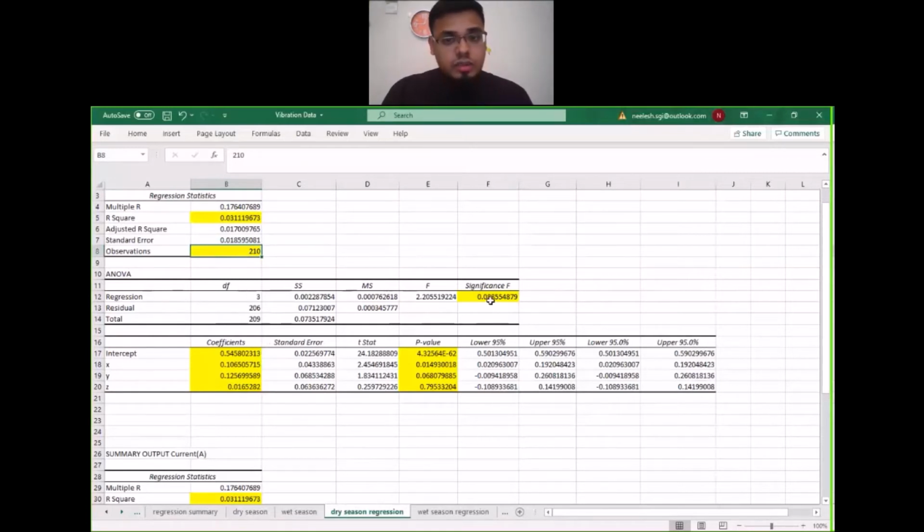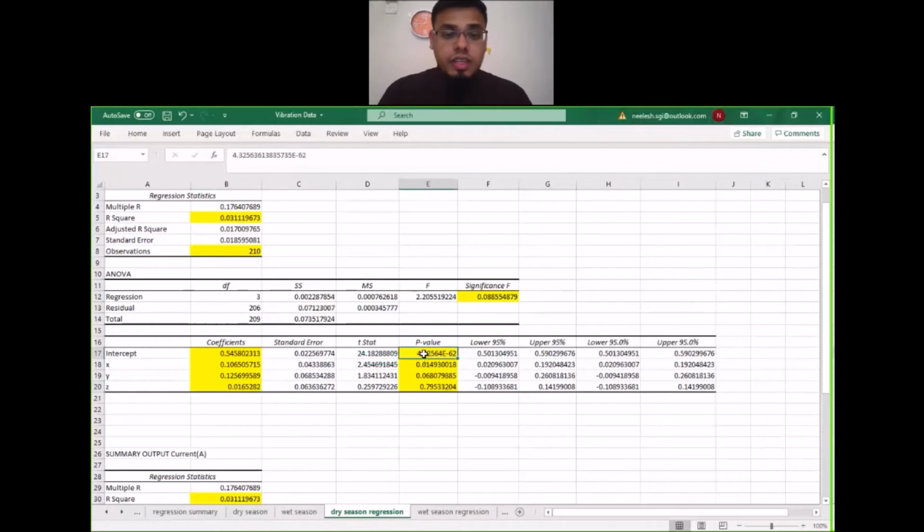Then regression. We see the regression significance. It is 0.08. Usually if it is a strong regression, we need 0.05 and below. So now we got 0.08, so it is not a strong regression. The coefficients like this: this is our y intercept, this is our x variable, y variable, and z variable. These are the key factors that we need for the equation.